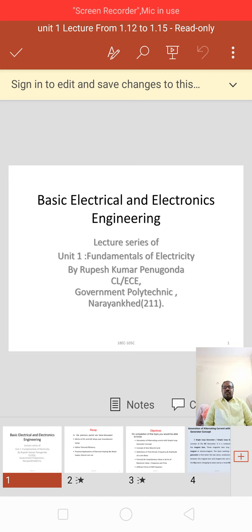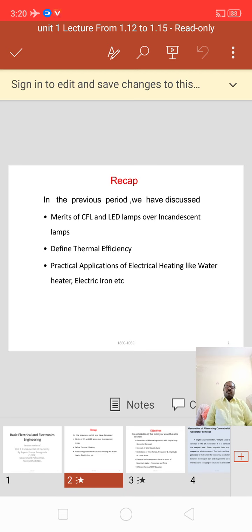Already we learned in our previous sections some of the topics or concepts regarding the fundamentals of electricity. In the previous period we have discussed merits of CFL and LED lamps over incandescent lamps and the definition of thermal efficiency, practical applications of electric heating like water heater, electric iron, electric heater, space heater, electric kettle, electric cooker, incandescent lamp, infrared lamp, etc.